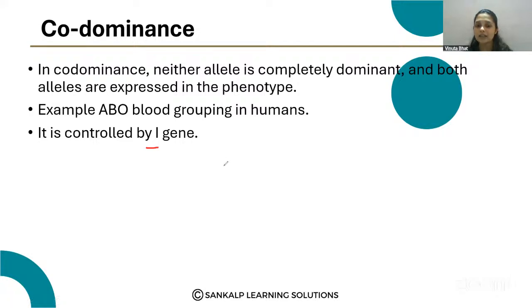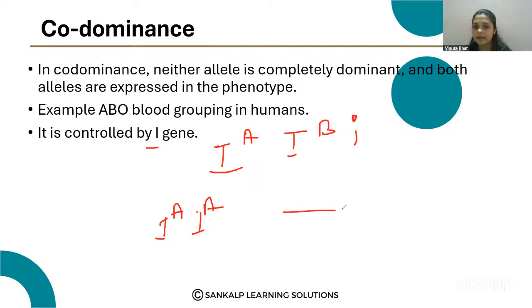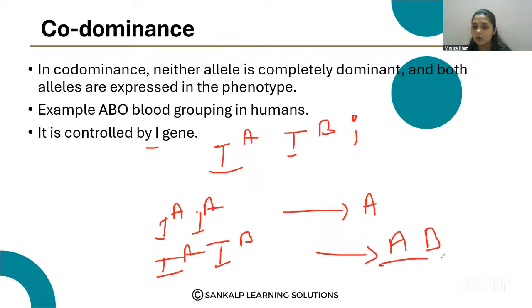Here the I gene has the alleles IA, IB and small i. If the person has the IA gene, then the blood group is A. But if the person has IA, IB, the blood group is AB. Here, both are expressed, right? So it is called codominance. I hope it is understood.